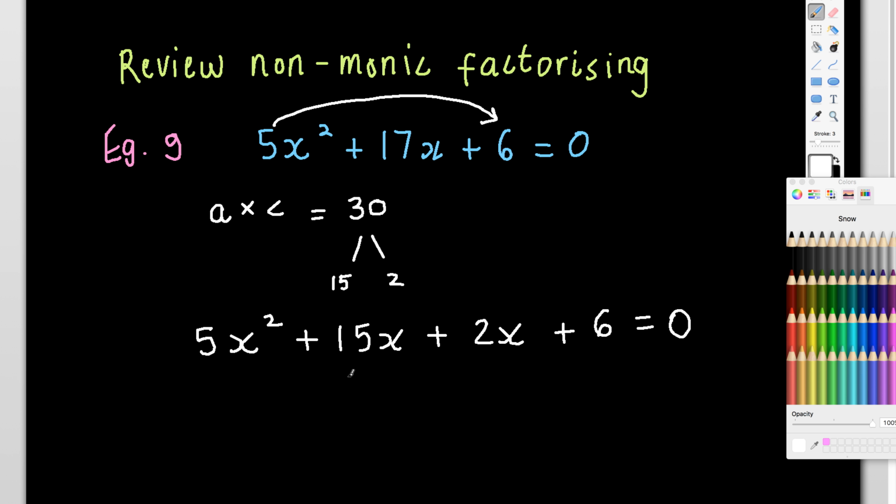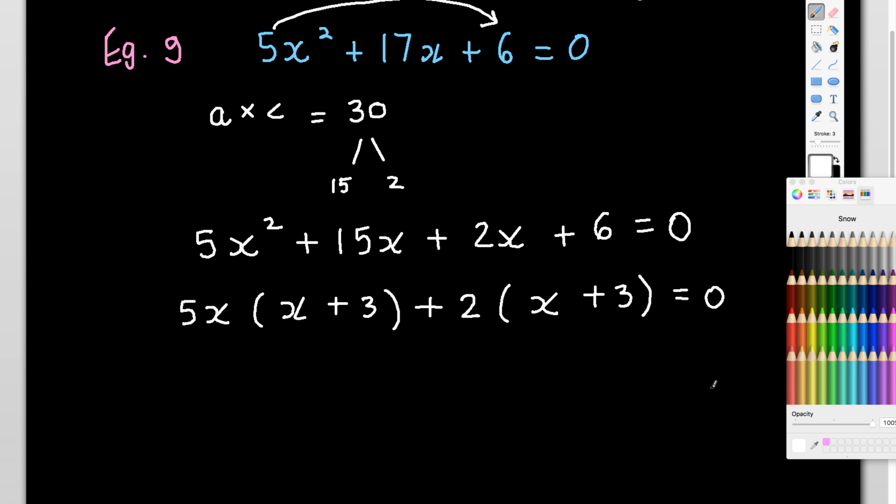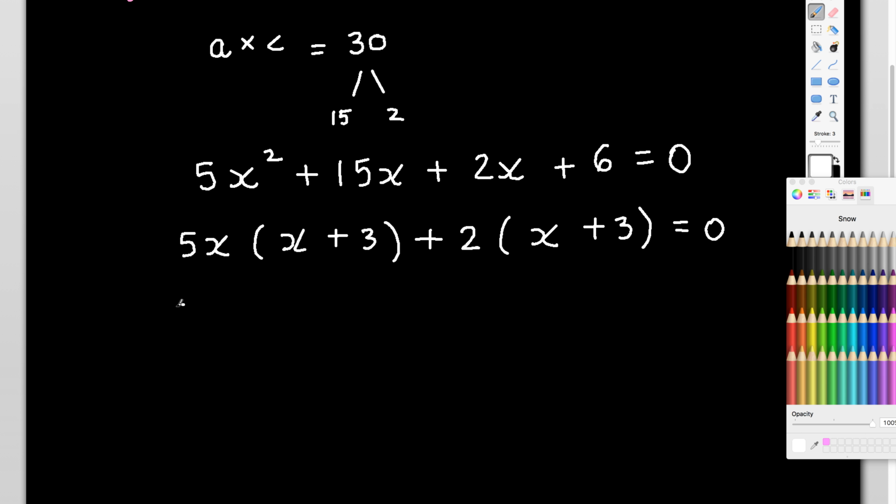So I'll just have a look at this first section here, the 5x squared plus 15x. Well, that's got a common factor of 5x. Then I'll look at this second section here that has got a common factor of 2. So as expected, I've got a common bracket here. I'm left with 5x plus 2 by x plus 3.